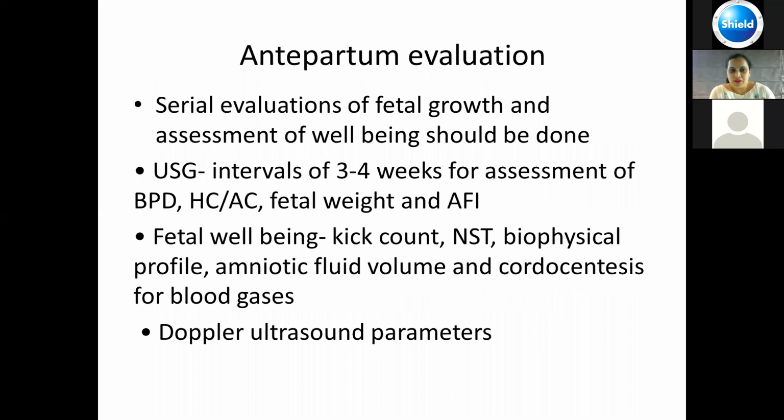So during antepartum evaluation, serial growth scans, as we discussed, are very good indicators for us to detect IUGRs. And fetal kick counts: we need to counsel the mother how to follow the kick counts. And depending upon the severity, NSTs, biophysical profiles and Dopplers have to be done.